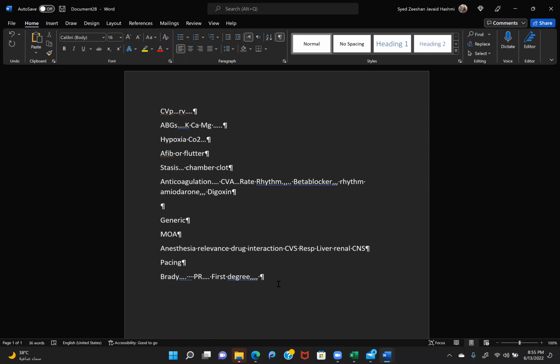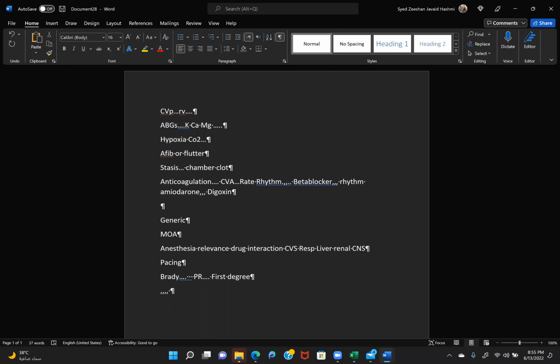Second degree type 1, yes, sir. And the other one is type 2, is there a specific pattern, 2 to 1? Okay, 2:1. Yes. So actually, I have missed one of the most important arrhythmias and nobody has mentioned it.